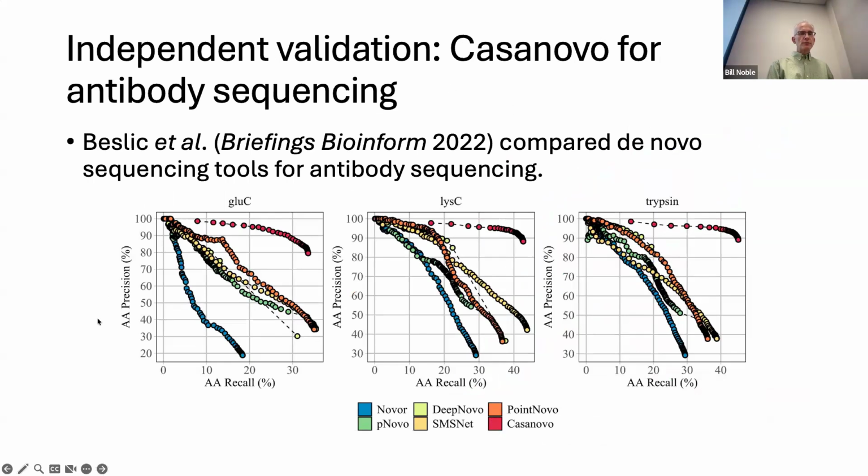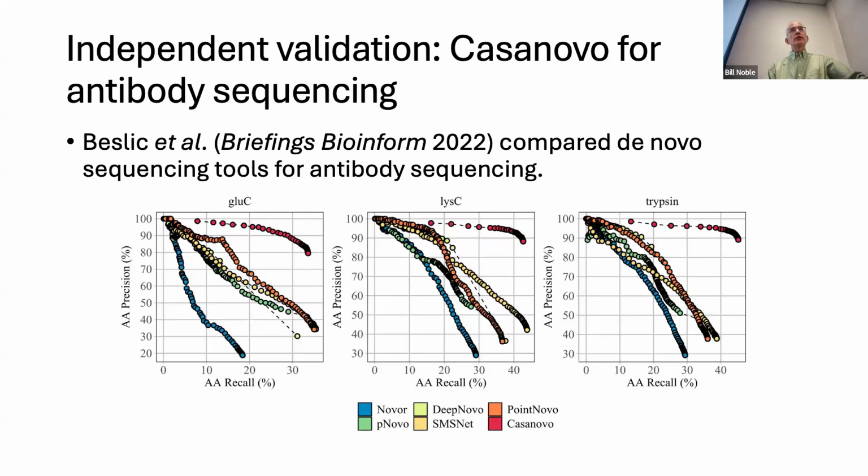And so you can see these are precision recall curves. So recall on the horizontal axis and precision, or accuracy, on the vertical axis, comparing 6 different methods. The different plots correspond to different ways to do the digestion of the proteins into peptides. And the take-home is that the solid line up at the top in each of these plots is Casanova. So it really suggests, as independent validation, that it's giving you a big benefit.